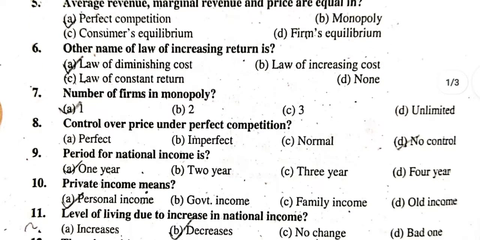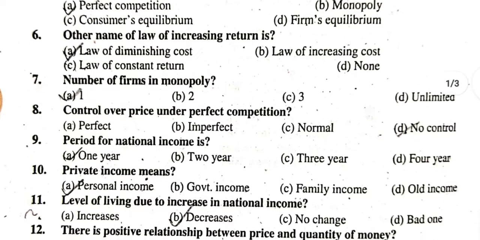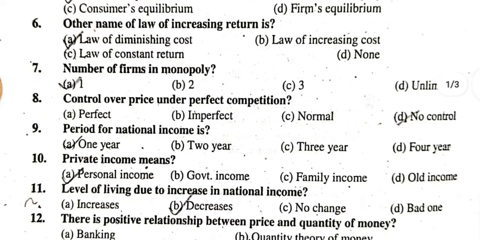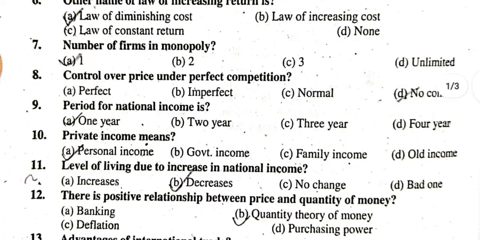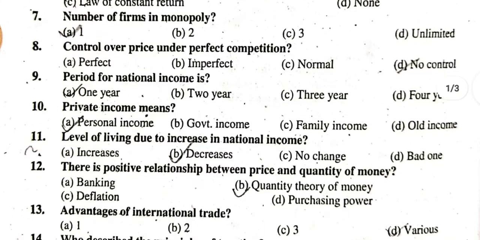11. Level of living due to increase in national income: the answer is increases. 12. There is positive relationship between price and quantity of money. A. Banking, B. Quantity theory of money, C. Deflation, D. Purchasing power. Quantity theory of money.